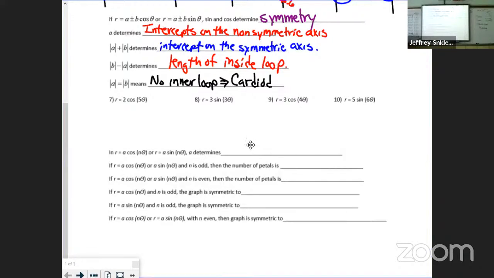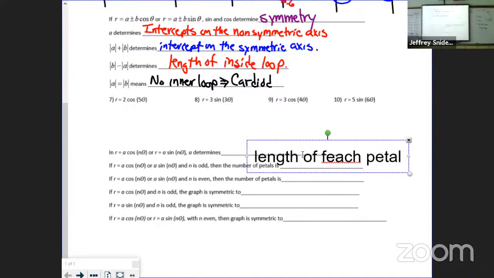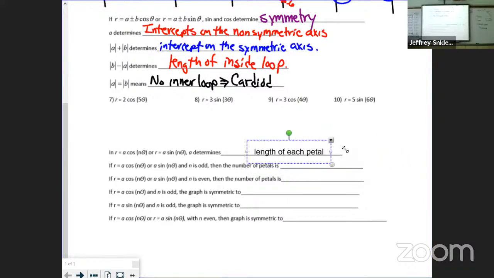Length of each petal. Is that only for the cosine? No, that's for all of them. It doesn't matter if it's sine or cosine. On yours, I think I printed off the wrong one. It should have been cosine or sine. It's both. I forgot to do that. So it's the length of each petal, okay?